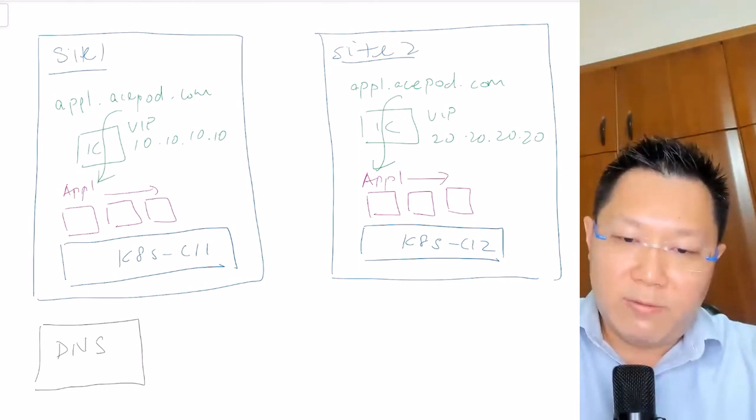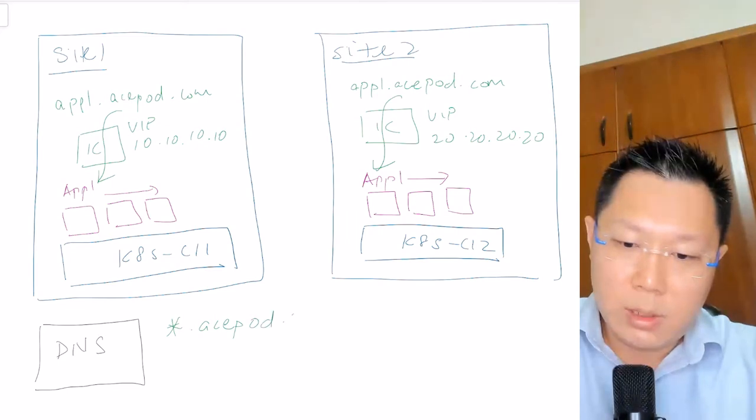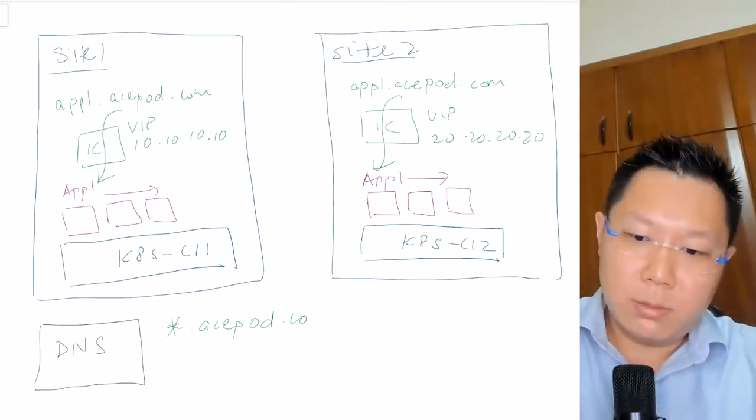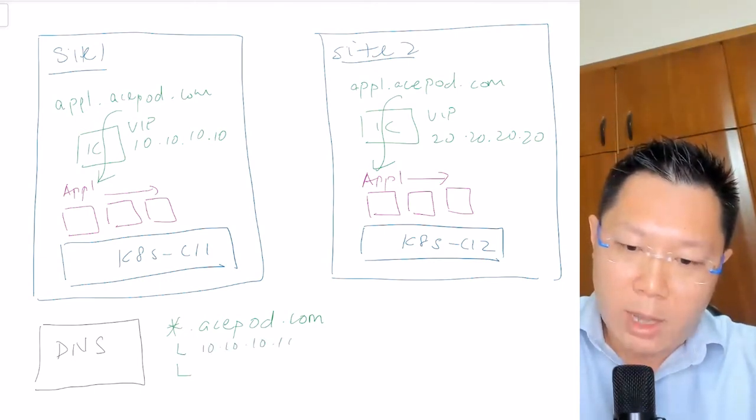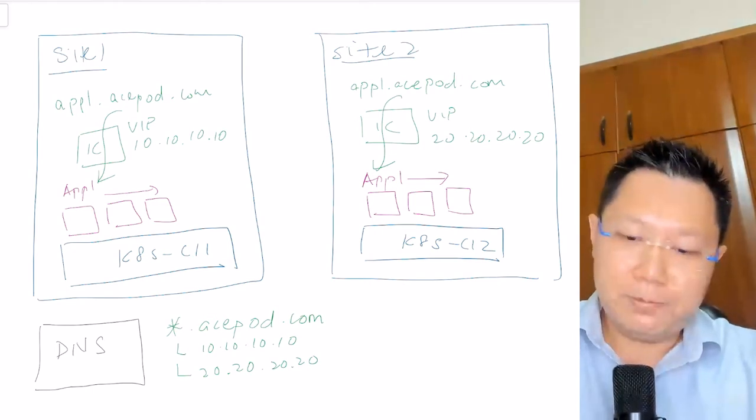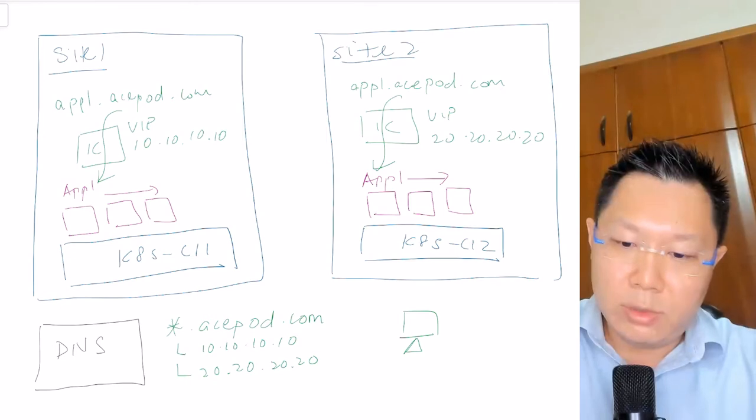So you go to your DNS server and set up a wildcard domain, *.aspot.com. And you put in two A records. You can put in two IP addresses: 10.10.10.10 and 20.20.20.20, correct?